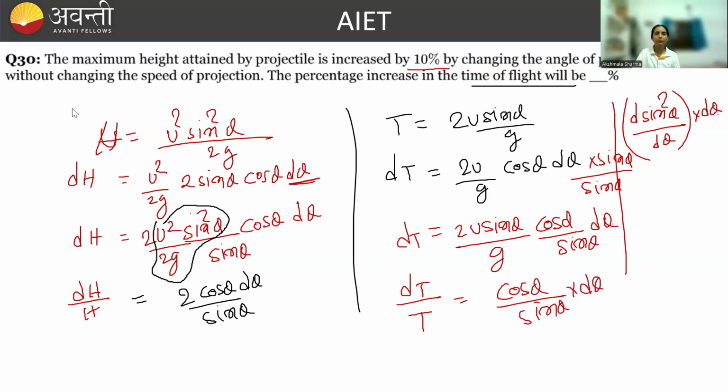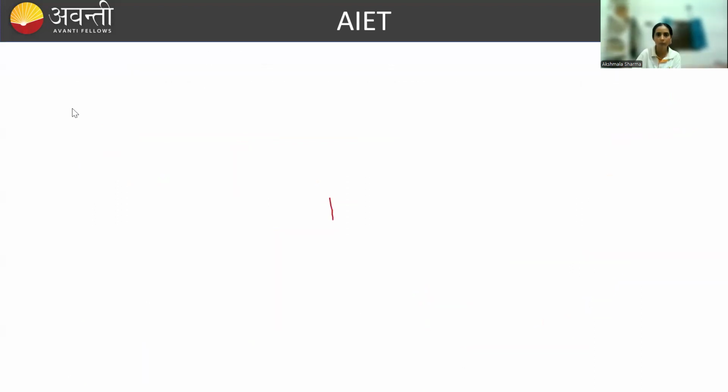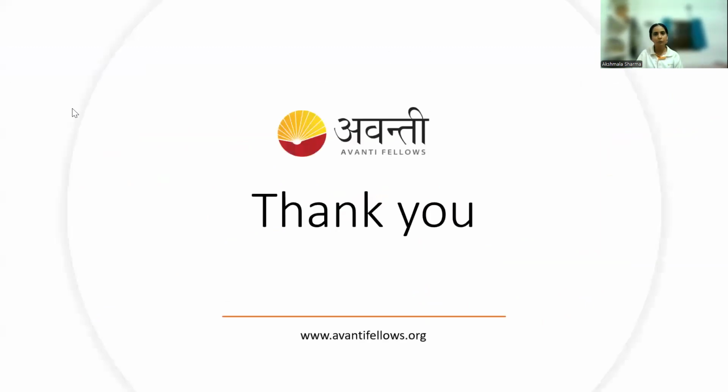Here in the question, 10% is what? Percentage change in height. So that will be equal to dh by h into 100. And percentage change in time will be dt by t into 100. So if this is equal to 10%, this is 2 times this, right? So here it will be what? 5%. If this is 10%, then this is 5%. So correct answer will be what? 5%.